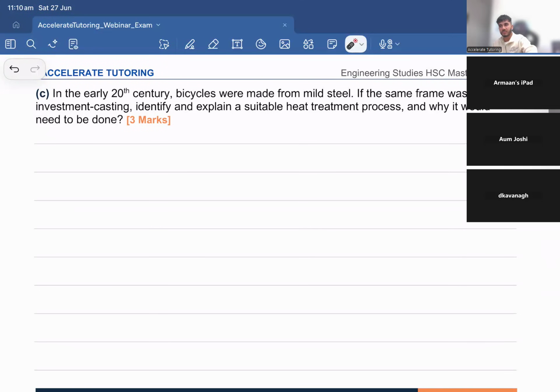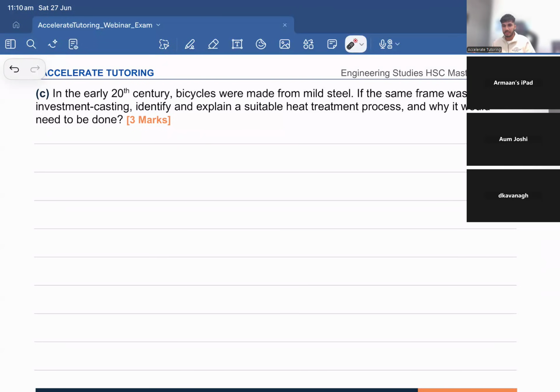So we want to identify a heat treatment process and then explain why it's suitable. For this question, the first mark is to identify a heat treatment process and explain what it is, and then explain why it would be done. In this case, you can say normalizing would be an excellent option. You can say normalizing is the choice. What is it? You heat it to its recrystallization temperature, so about 800 to 900 degrees Celsius. Soak to achieve a homogeneous structure, so you austenize the structure itself, and then you air cool it. That's the difference between annealing and normalizing. Annealing, you cool it very slowly. Normalizing, we air cool it.